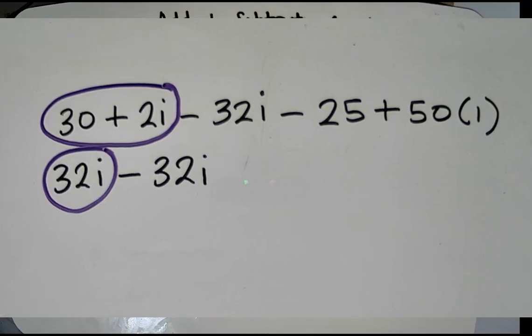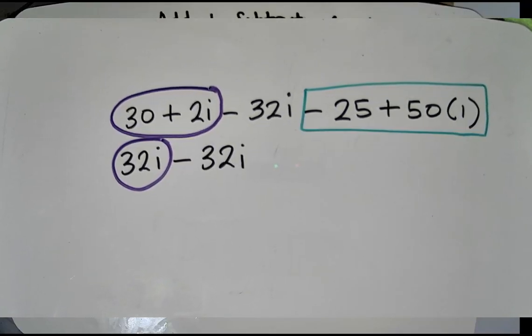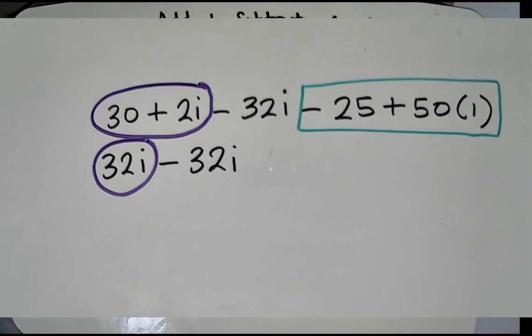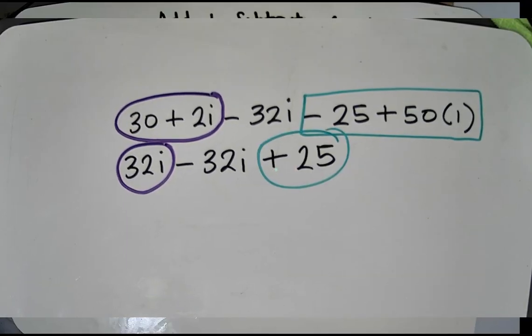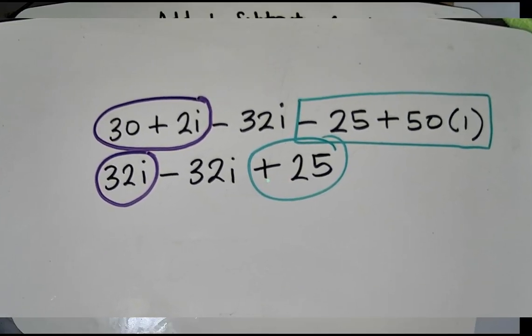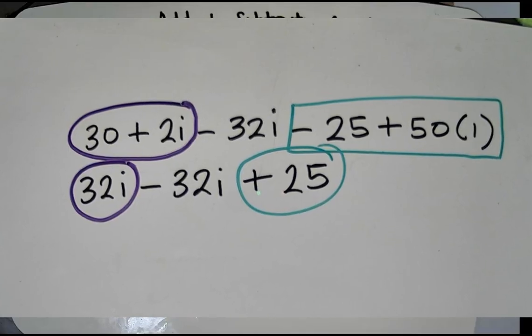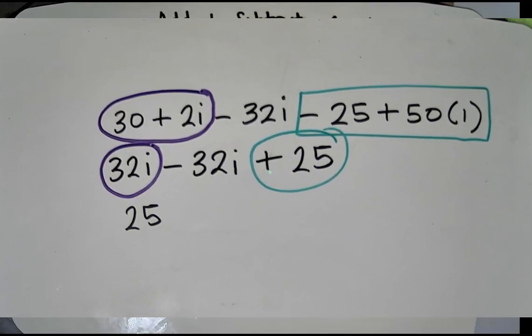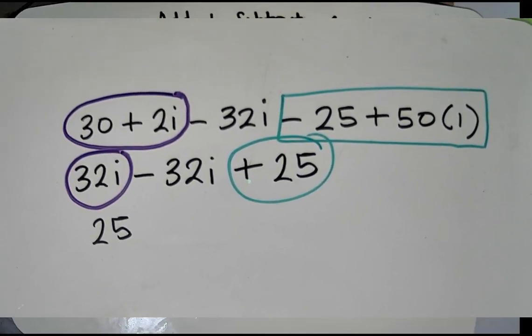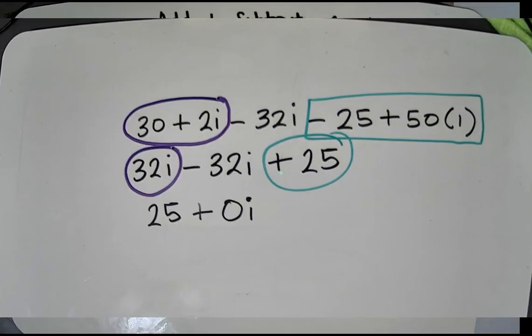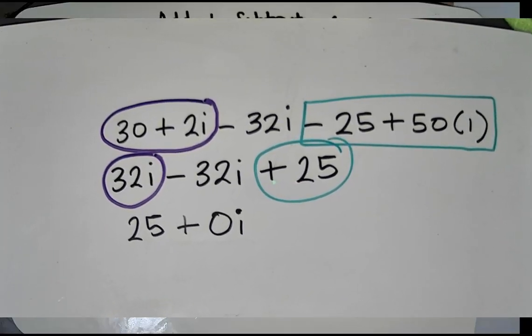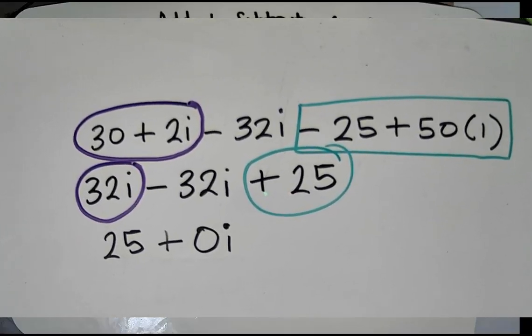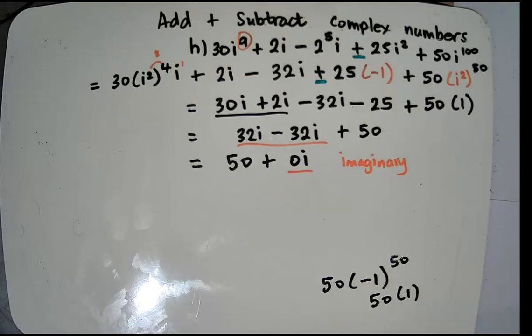So those are our like terms. Adding them up, we'll get 32i minus the 32i, and then we have numbers. So 50 minus 25. So 50 minus 25 is 25. 32i minus 32i will give us 0i. Our answer there is 25 plus 0i.